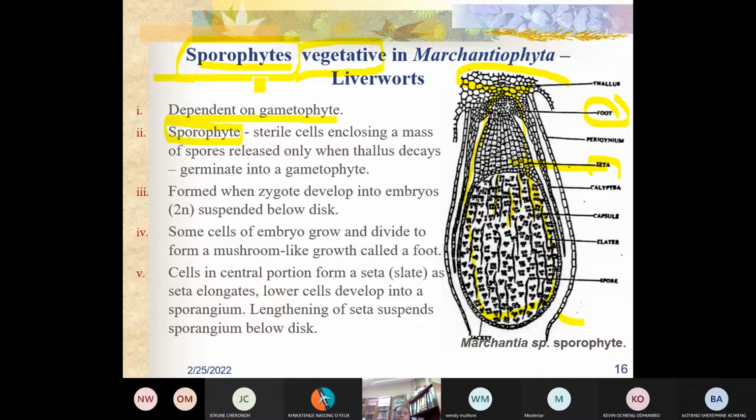So the sporophyte has various vegetative bits. So all those sterile parts, they make up the sporophyte, but they are not immediately needed for the formation of spores. They're not the ones that actually produce the spores, but they are necessary and they hold that capsule in place.